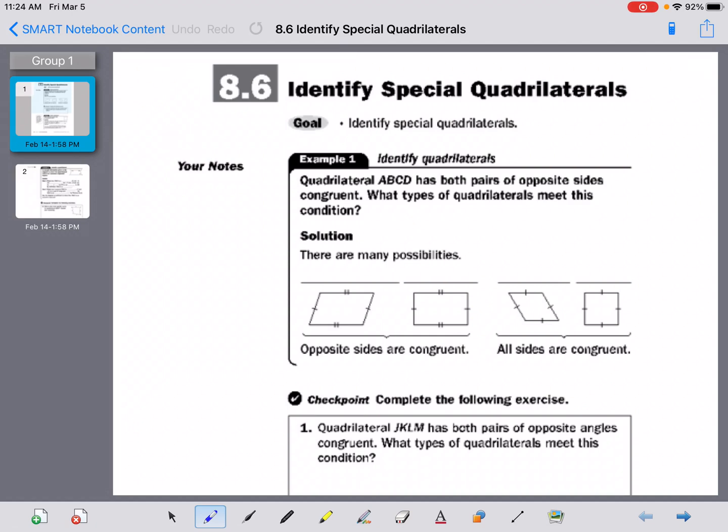All right, we have 8.6, identify special quadrilaterals. This is the last section in chapter 8, and if you look quick, it's just front and back page, so it seems pretty short. Now, I do have some extra information I want to make sure I give you, but we'll keep it here. What this really is focusing on is we've learned a lot of different properties of different quadrilaterals. We had all our parallelograms, all our rhombuses, all our rectangles, all our squares, and then we went into the trapezoids and kites.